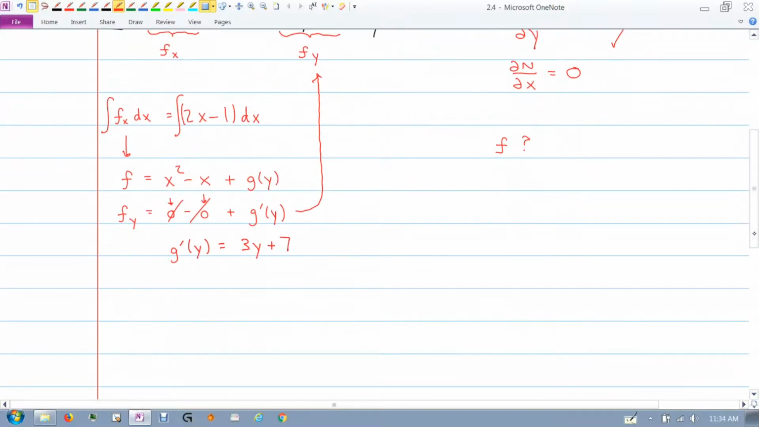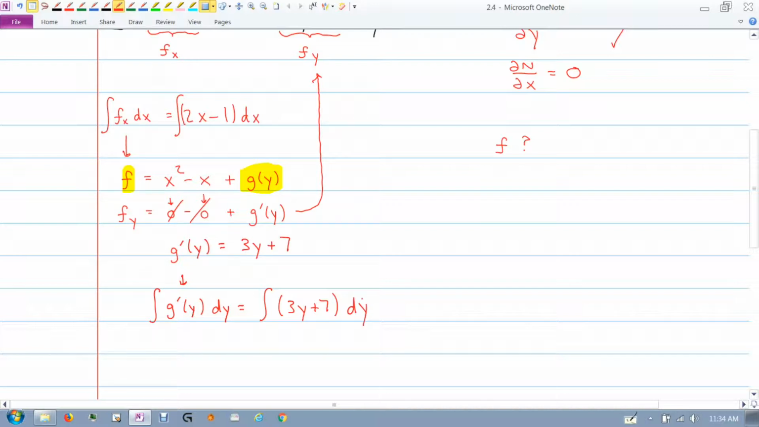Now, same thing, we can integrate here with respect to y, because remember, we were trying to figure out, we knew what f was, the only thing we didn't know was this, what was g. So we are going to find g by taking the antiderivative of g prime with respect to y. And then on this side, the antiderivative of 3y plus 7 with respect to y.